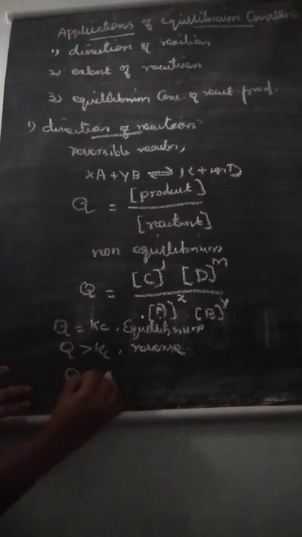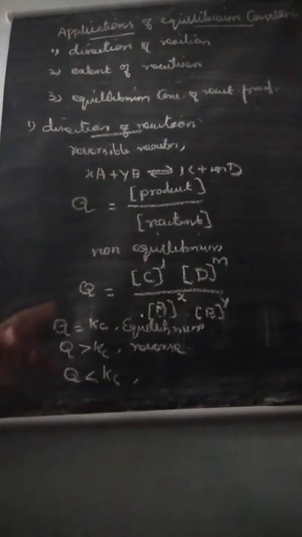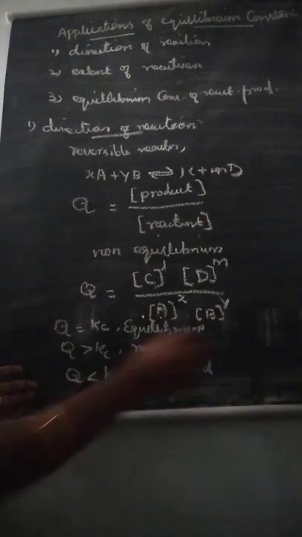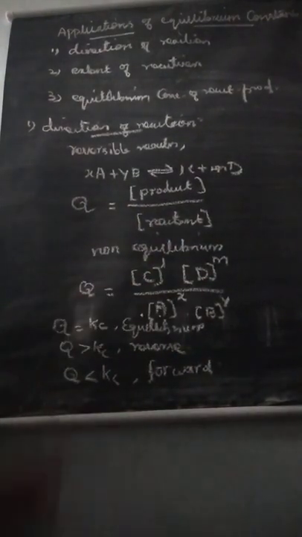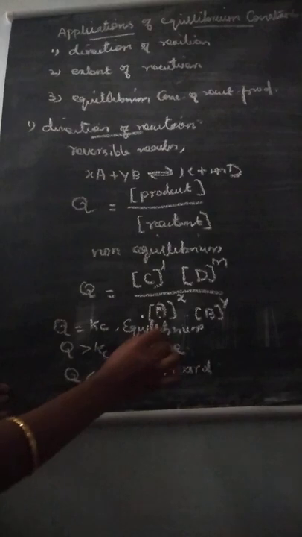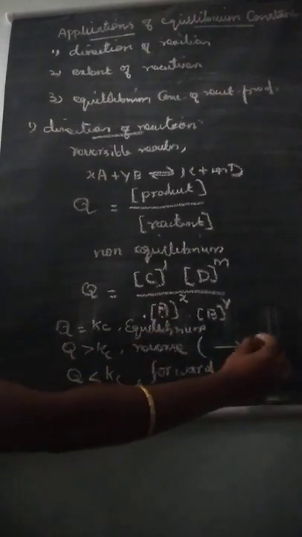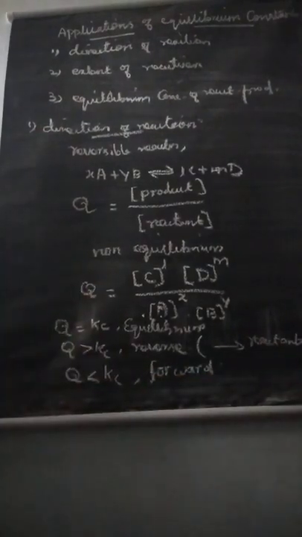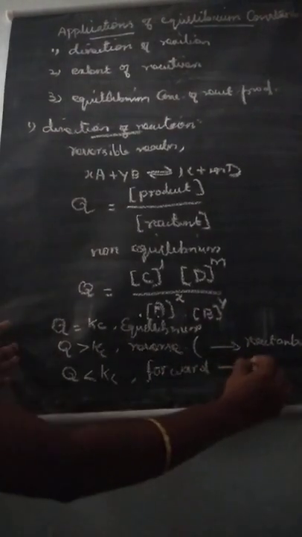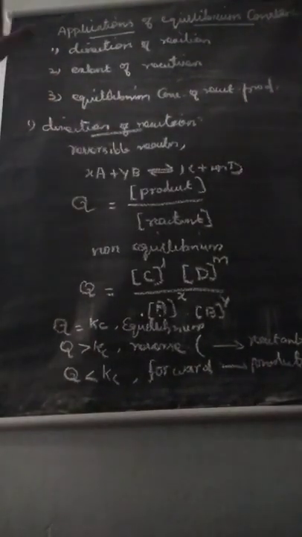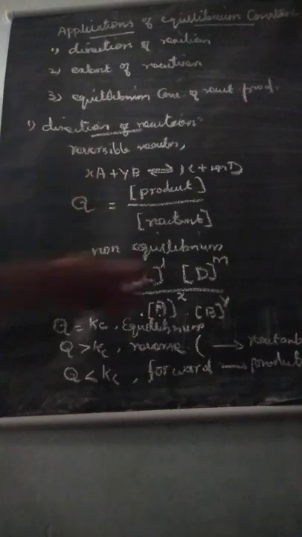Then suppose Q is less than Kc. This means the reaction will proceed in the forward direction, with formation of products. So, Q equal to Kc means equilibrium. Q greater than Kc means reverse reaction and formation of reactants. Q less than Kc means forward reaction and formation of products. So the equilibrium constant helps to predict the direction of the reaction: equilibrium, reverse or forward.